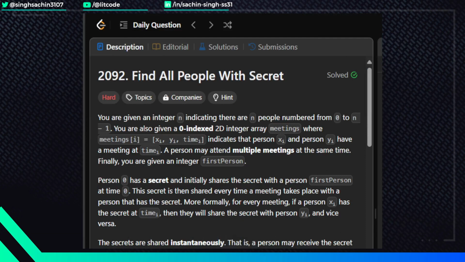It is given that we'll get an integer n indicating there are n people numbered from 0 to n minus 1. You're also given a zero-indexed 2D integer array meetings, where every element in meetings represents an array with three values: xi, yi, and timei. This represents that x and y have a meeting scheduled at time i. A person may attend multiple meetings at the same time, and finally you are given an integer firstPerson.